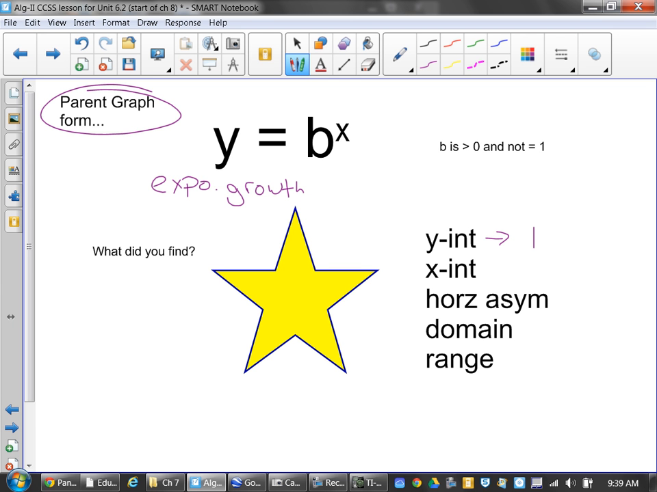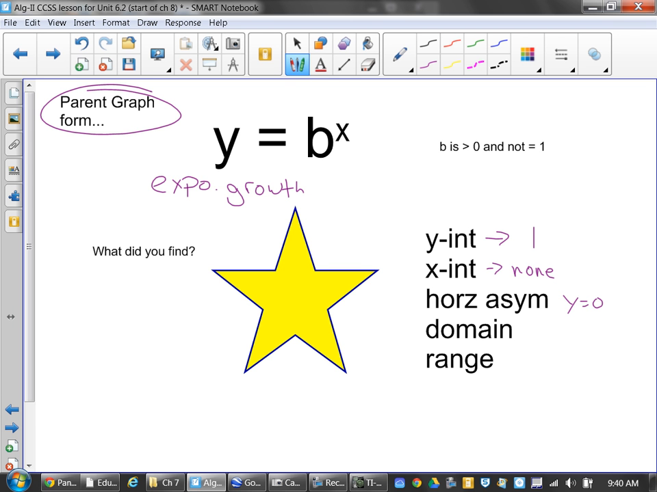Was there an x-intercept for any of these? No. On this one there was no x-intercept because the asymptote occurred at y equals 0. The horizontal asymptote was at 0. Is it x equals 0 or y equals 0? Y. Baby steps, right? Baby steps.